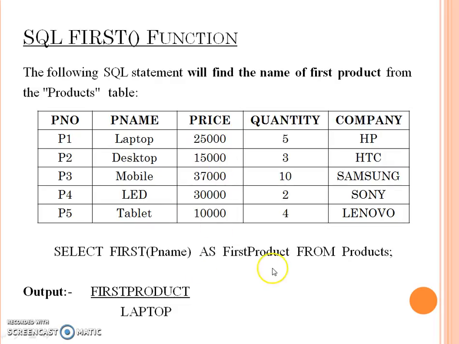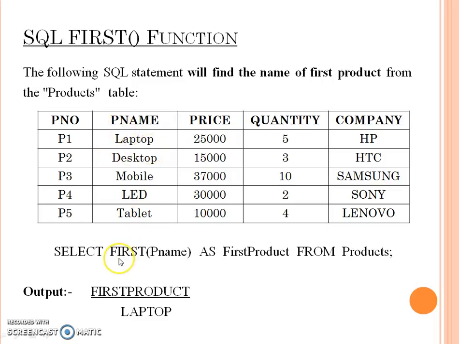The first is going to return me the first product that has been inserted in my product table. The query is select first. Based on name, I am fetching the values. So the column I have written here is select first the P name as first product from products, right? So from this particular pname column, I am finding out the first value of a product, that is laptop.